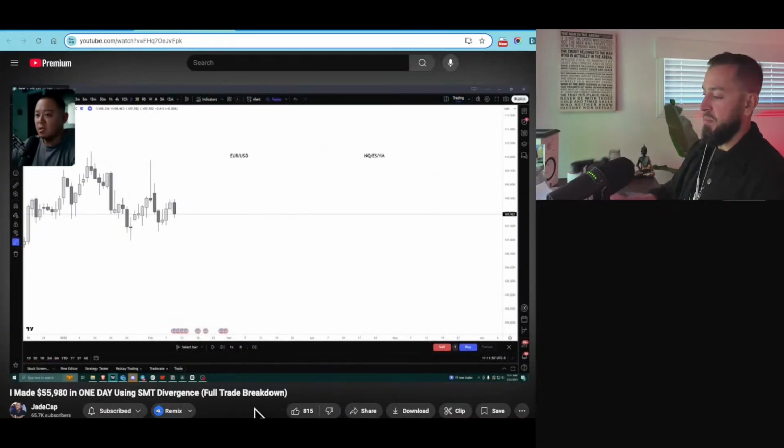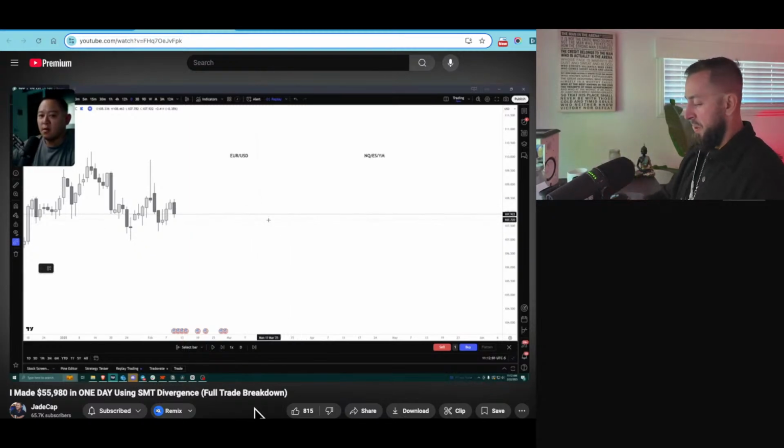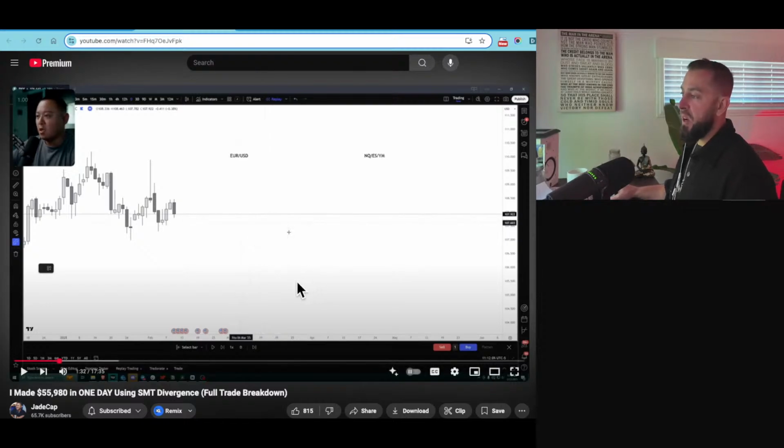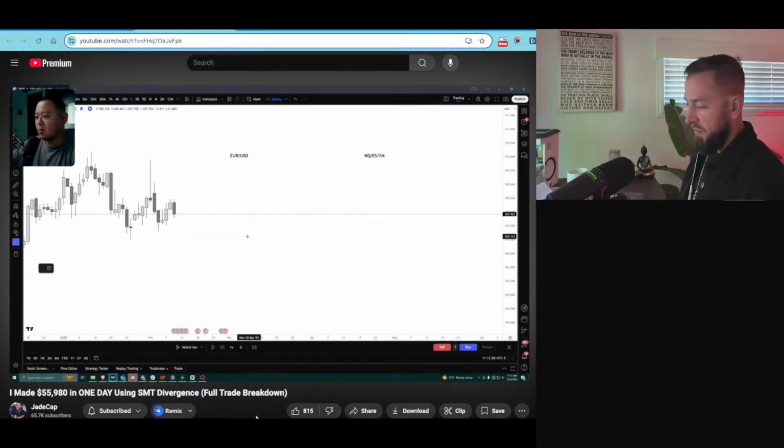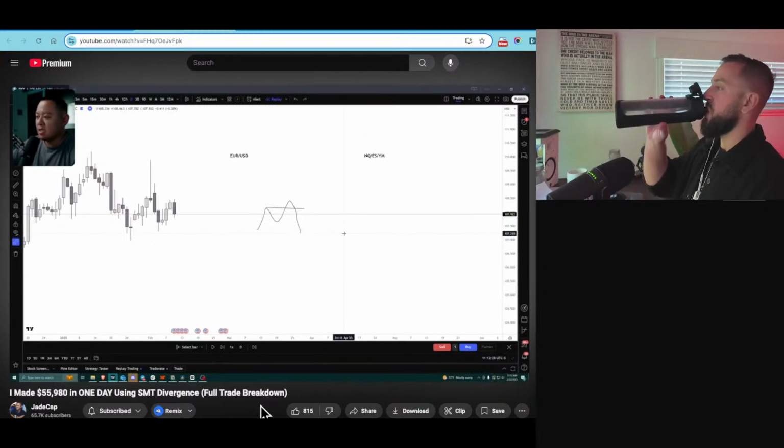Now, what is SMT divergence and how can we spot it? Essentially, we have two markets that are not in agreement, so they're not in sync. That's causing the divergence. Not in agreement. Okay, much easier way to say it. So for this example, what I'm looking for is this. The dollar is creating a higher high, but that means the euro, if the markets were in sync and there wasn't any divergence, would create a lower low. But in this trade example, that's not the case.